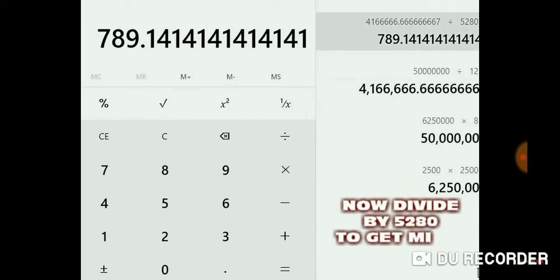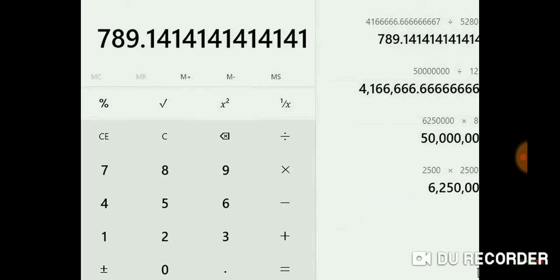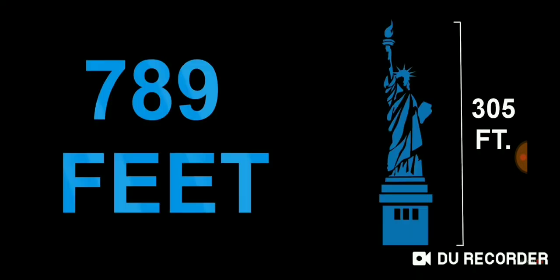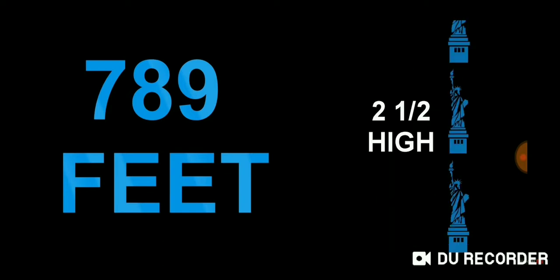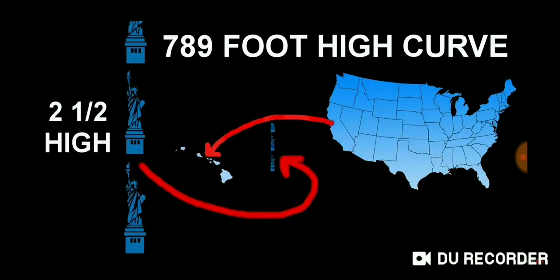So 789 feet is better visualized by the Statue of Liberty, which stands 305 feet. So 789 feet is 2.5 statues. Can you picture a hump of water 2.5 Statues of Liberty high in the middle of the Pacific Ocean?